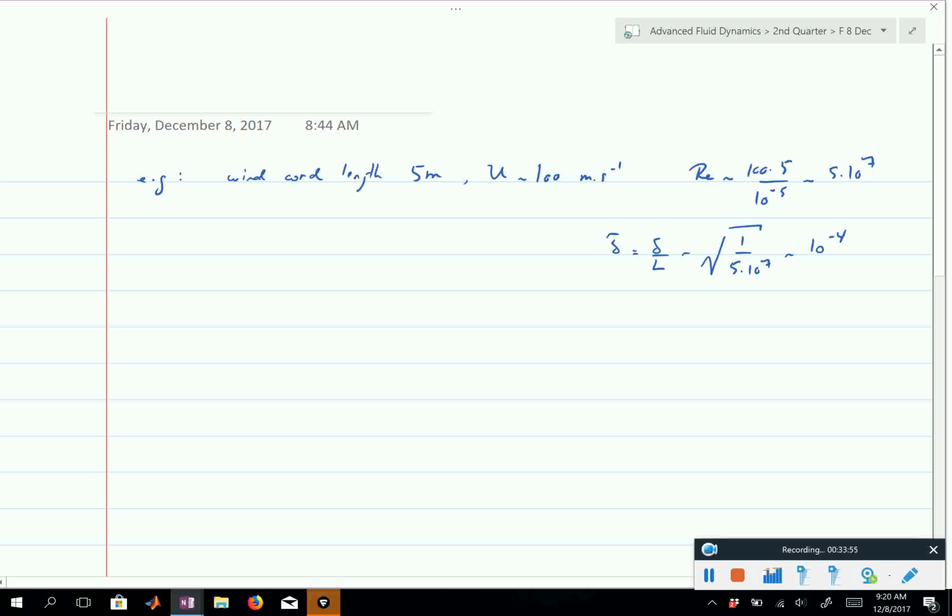So in dimensional terms, that simply means that your boundary layer thickness from the scaling is expected to be 5 meters times 10 to the minus 4. So this is on the order of a millimeter. Okay. So your boundary layer thickness is small. That's essentially just the point of that.